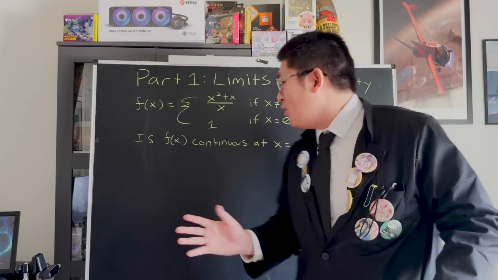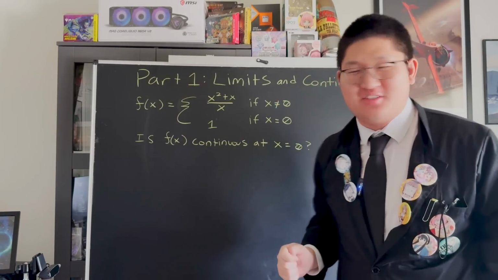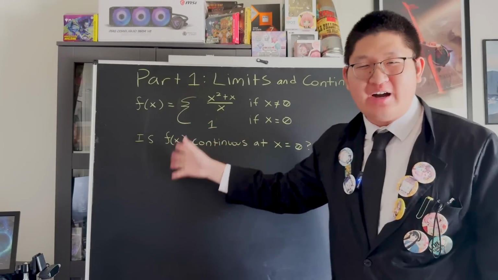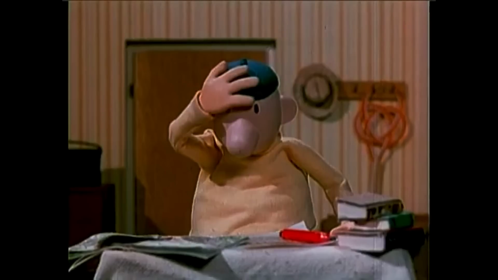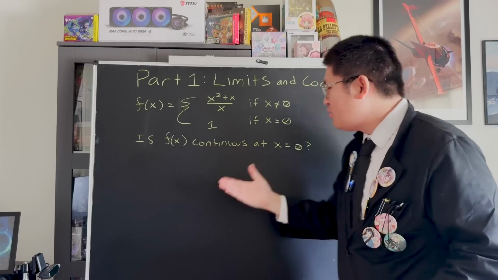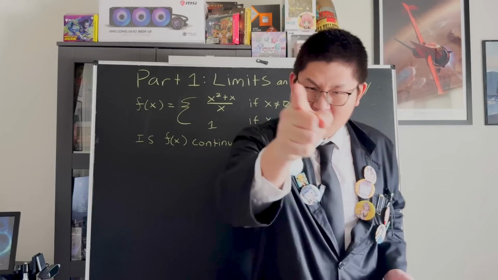Oh dear, what is this? Is f of x continuous at x equal to 0? And what's going on over here? This function is split up into 2 different parts. How do we solve something like this? Do we graph it? No.